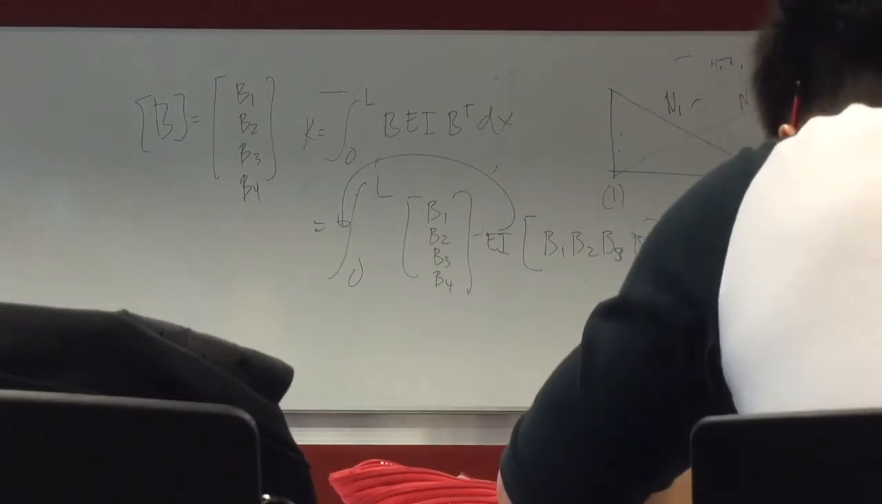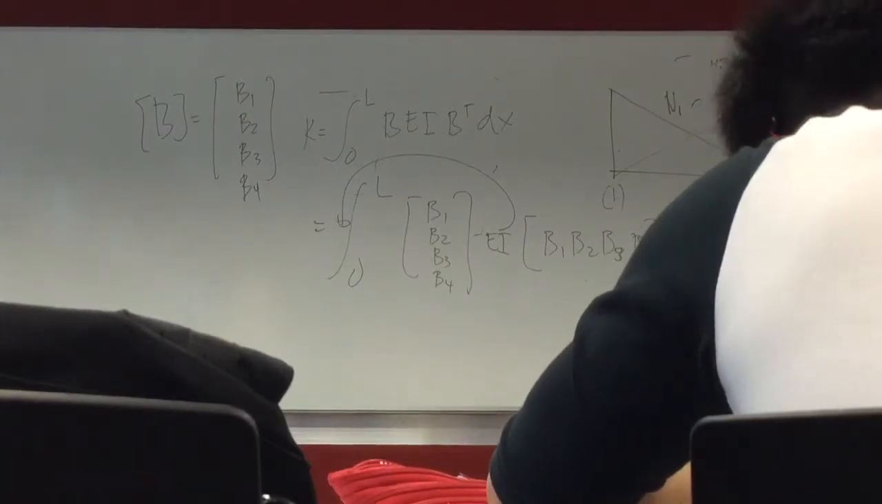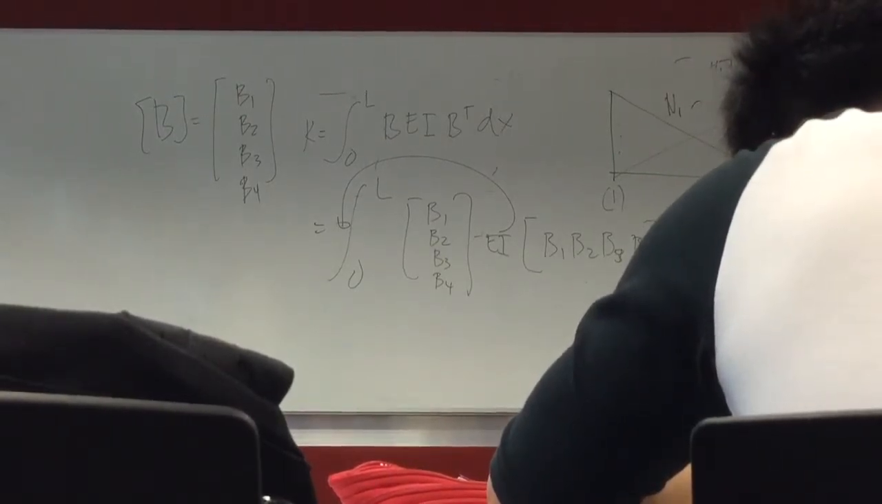Multiply this, you have a 4 by 4. So this multiplied by that here, that with that here, that with that here, and so on. And then you integrate. So let's see what you get.